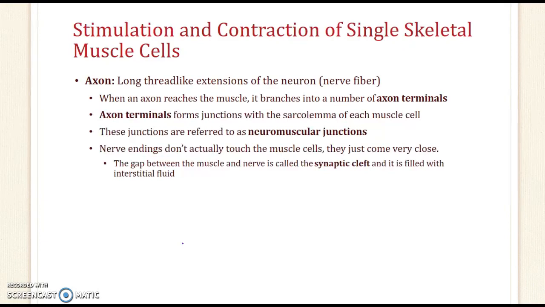So where this axon terminal and sarcolemma meet is referred to as a neuromuscular junction. Neuro for neuron, muscular for muscle, junction is where they meet. So this is where the neuron and the muscle meet. And something that's kind of interesting is they don't actually touch. They get very close to touching, but there's a microscopic little gap in between them called the synaptic cleft.